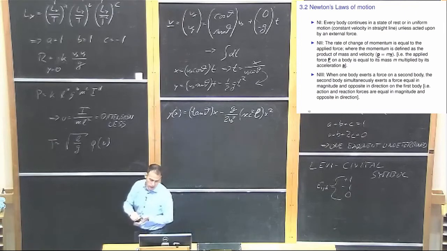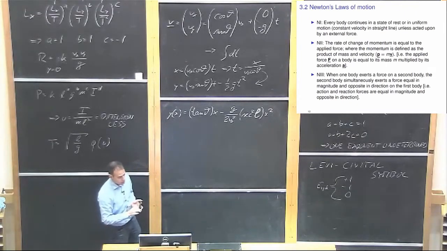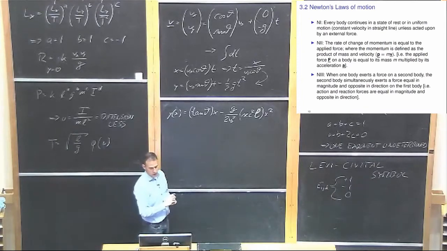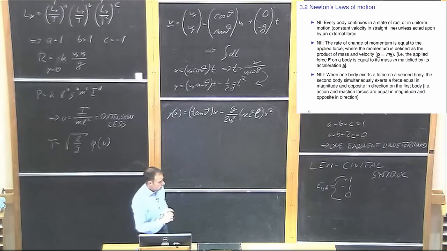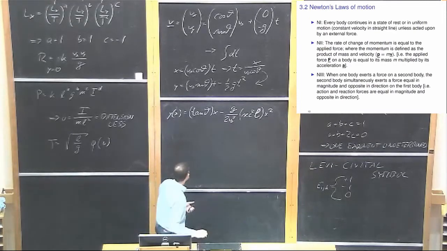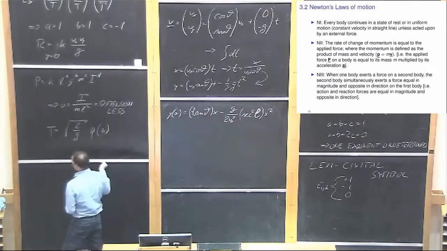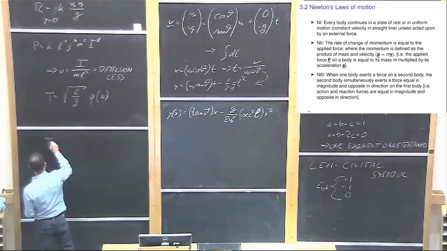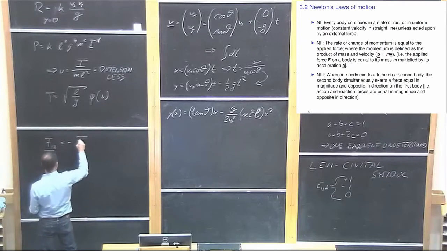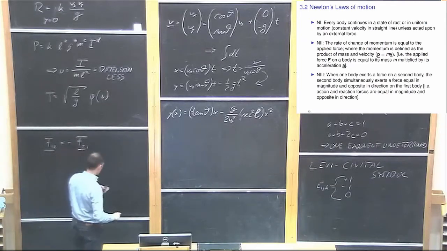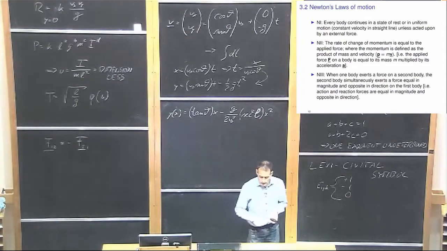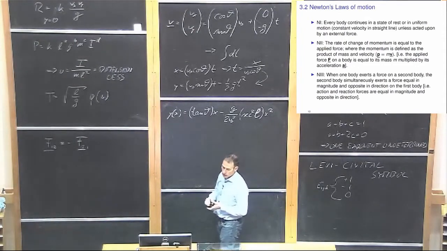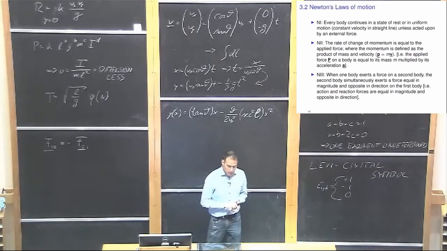And Newton 3: when one body exerts a force on a second body, the second body simultaneously exerts a force equal in magnitude and opposite in direction on the first body. So actio equals reactio. Basically the way to write that last one is F from 1 to 2 equals minus F from 2 to 1. This has lots of consequences, and throughout the course we're going to use Newton up and down.